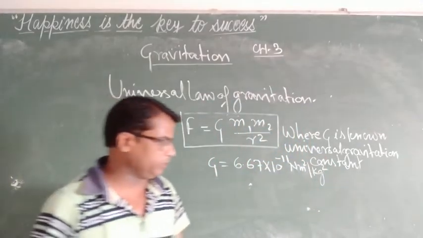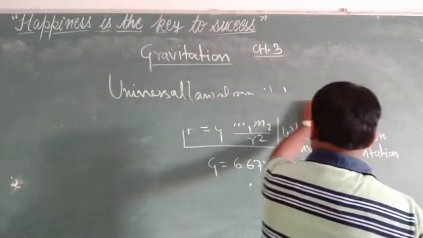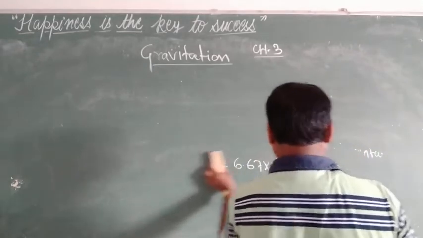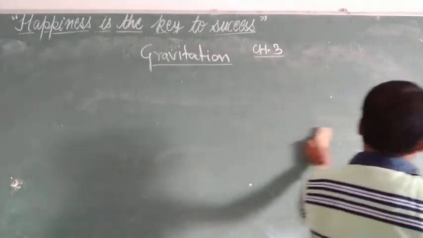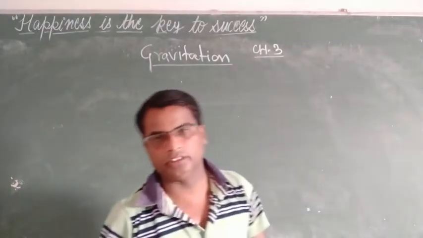After this, in this chapter, I explained the force of gravitation acting between two bodies of mass 1 kilogram with the distance between them being 1 meter.